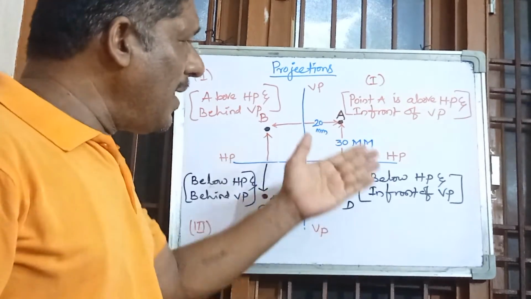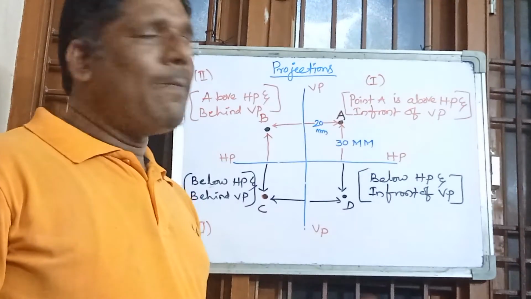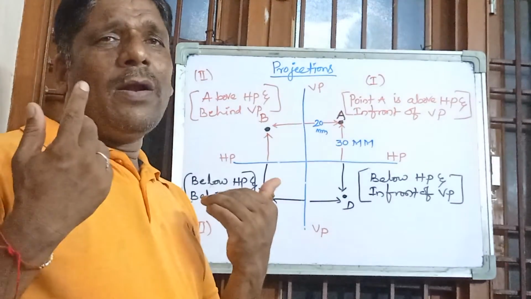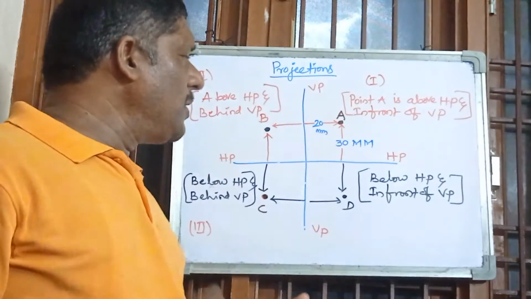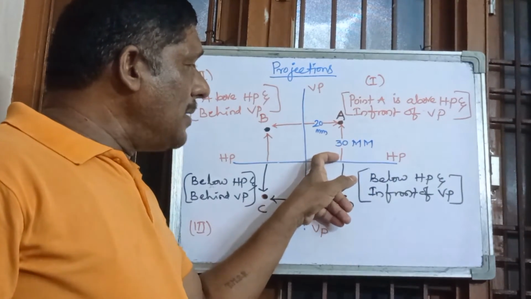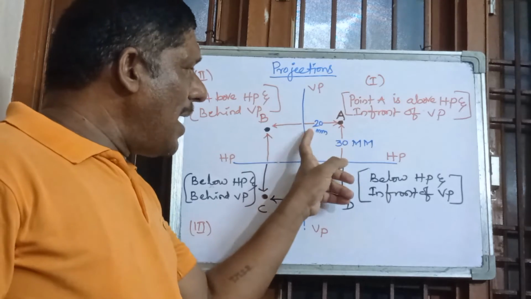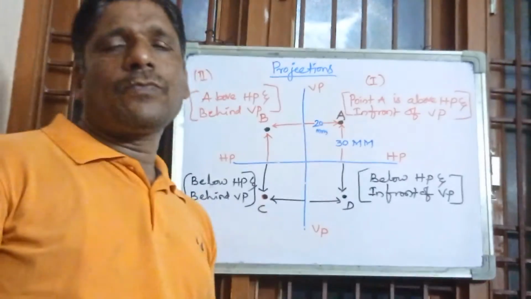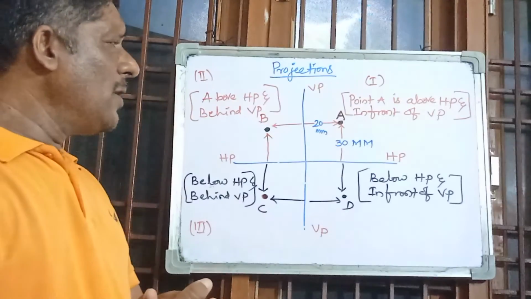So what is given here? A point is given. So for a point there are no dimensions, only quantities. So where is it given actually? From the horizontal plane, 30 mm above is there and 20 mm in front is there.